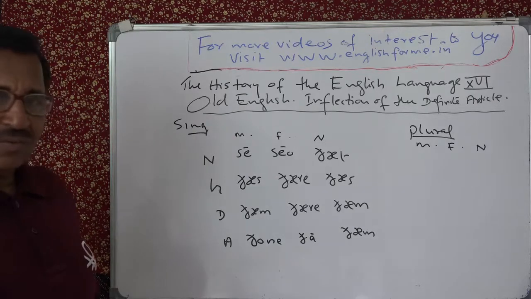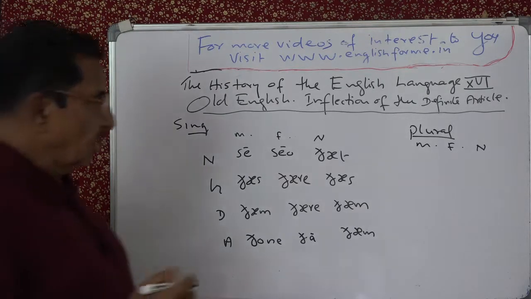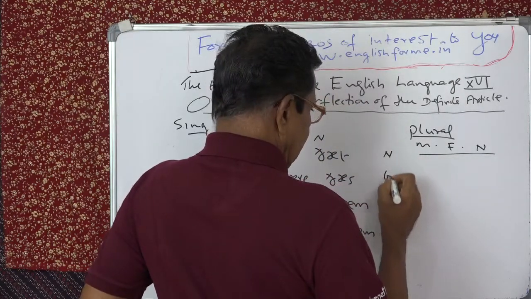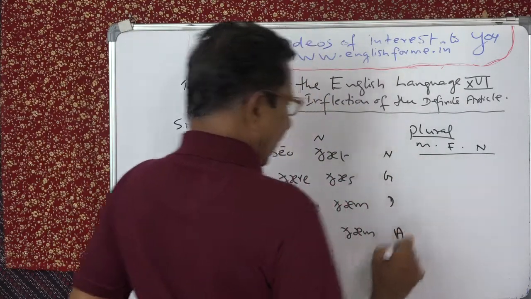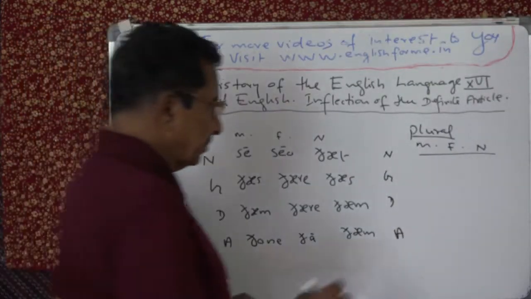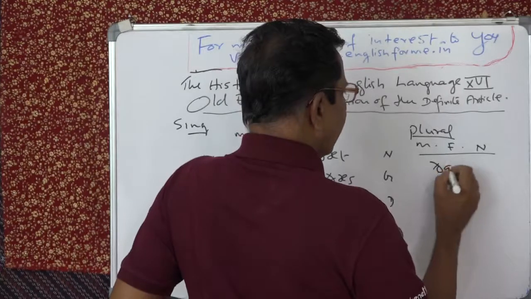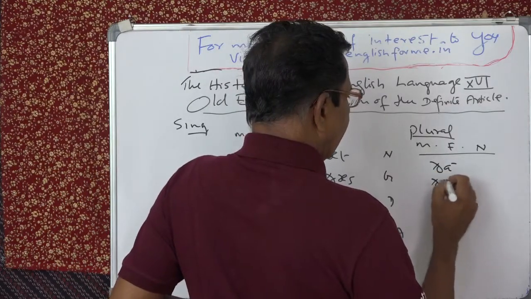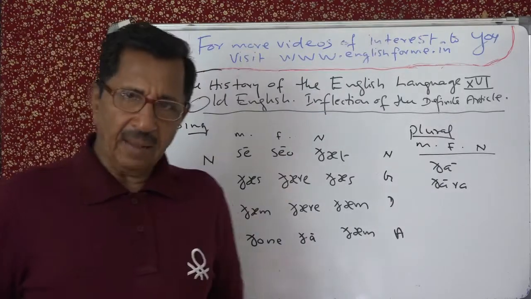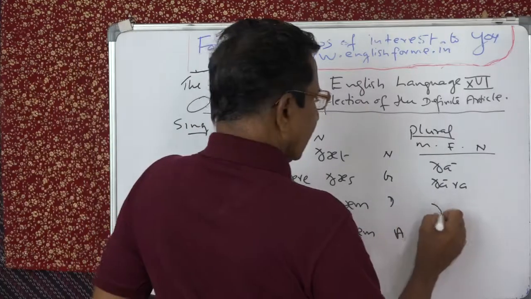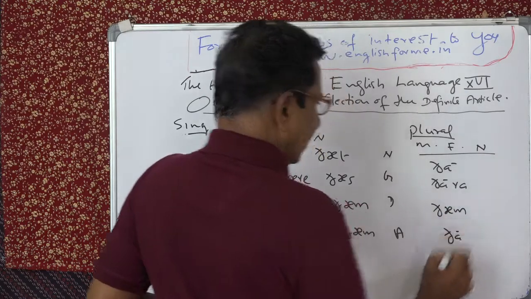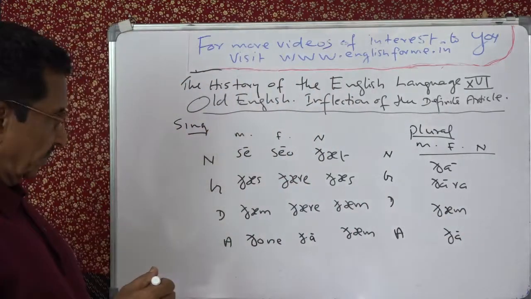Then plural, of course, masculine, feminine, neutral, only one form, that is nominative, but cases were the genitive, dative, and the accusative. That is tha, thara, tha, thara, thara, tha, thara. Then here tham, tha, tham, tha. Look at that. So how many forms?